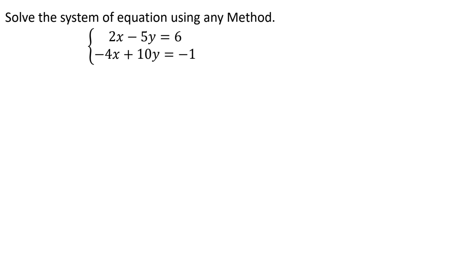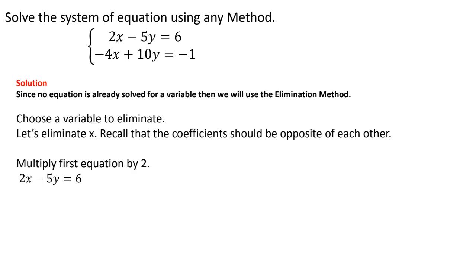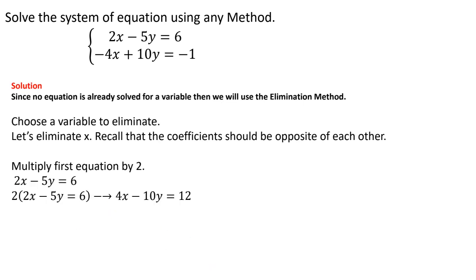Okay, so let's go ahead, and I'm going to use the elimination method, and I want to get rid of the x's. So here I have a -4, and then I have a +2. So if I can make this to a 4, then I would have the same number with opposite signs. So I'm going to multiply that first equation by 2. So I'm going to get 2 times 2x minus 5y is equal to 6.